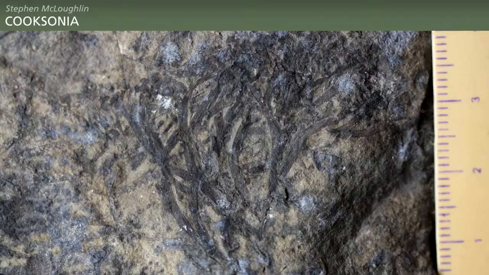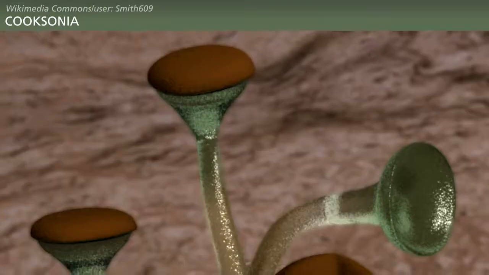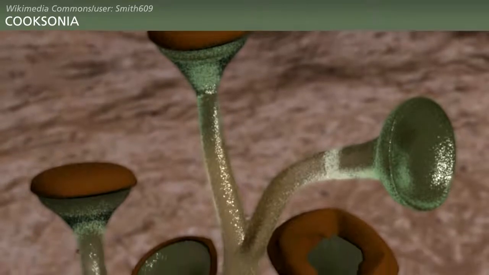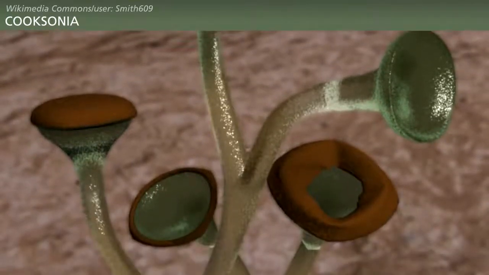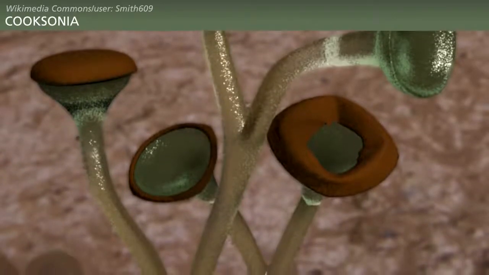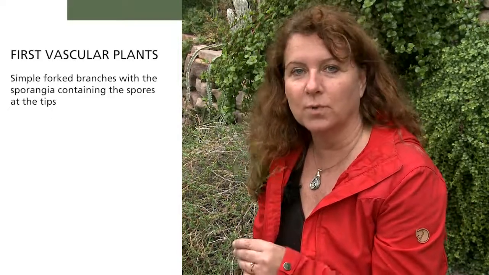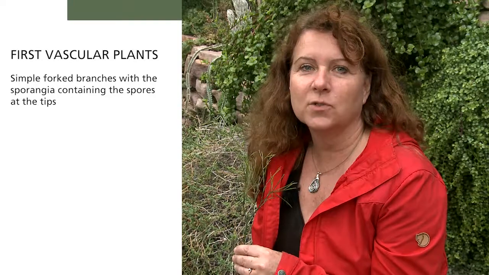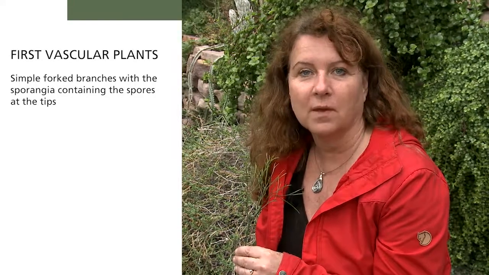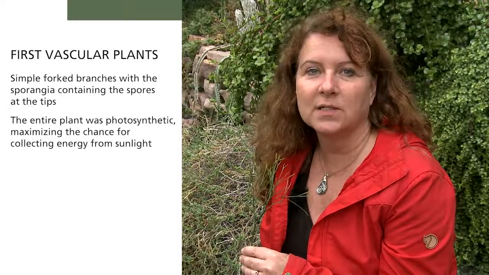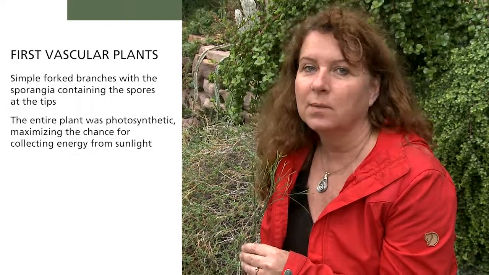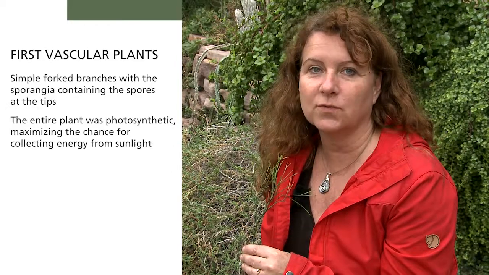Vascular plants are those that have specialized water and food conducting cells. The oldest of these fossil plants were still very small, as you can see when you compare them to a needle. This earliest vascular plant got the name Cooksonia in honor of Isabel Cookson, an Australian paleobotanist active in the 1930s. These first vascular plants were characterized by simple forked branches with a sporangia containing the precious spores at the tips. And they had no leaves. Instead, the entire plant was photosynthetic, maximizing the chance for collecting energy from sunlight.